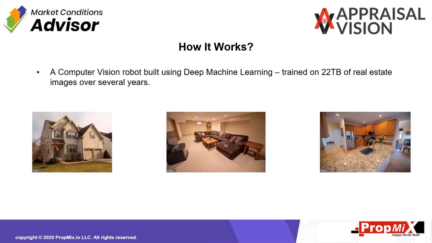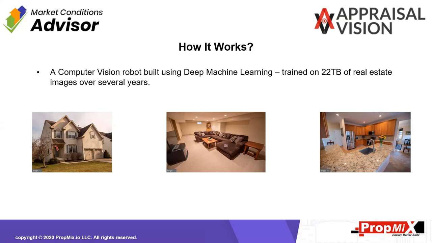So how does it work? Appraisal Vision is a robot, a computer vision robot built using deep learning. We've got, as I mentioned, 400 million plus images. That's greater than 22 terabytes of real estate images that we've amassed over several years. As you see the images there on the screen, one of them is the front of a home, one of them is a living room, one of them is a kitchen.